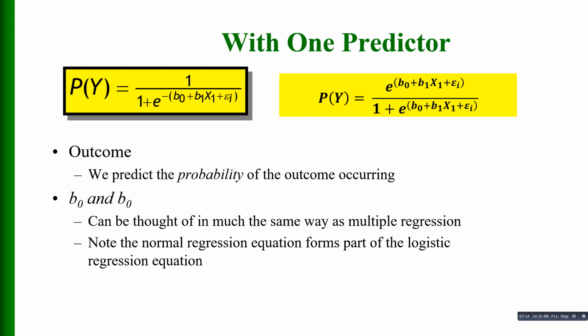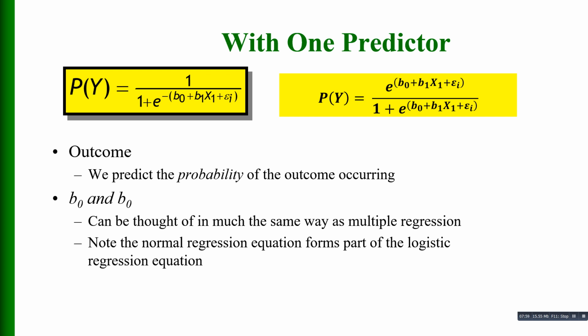B naught and beta 1 are the coefficients. B naught is the coefficient of the constant, and B1 is the coefficient of the x1 variable, that is gender in this case. So beta naught and beta 1 can be thought of in much the same way as in multiple regression, but we must note that the normal regression equation forms the part of the logistic regression equation. So these are two important things: that B naught and beta 1 can be thought of in much the same way as in case of multiple regression, and we may note the normal regression equation constitutes part of the logistic regression equation.